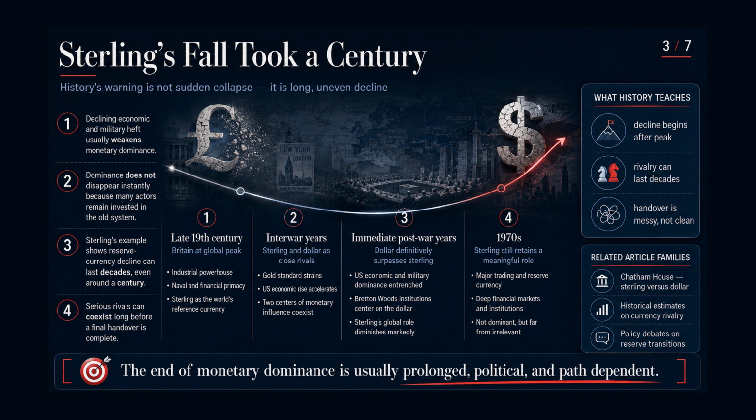This matters because it challenges the idea that a reserve currency must collapse quickly once its country weakens. Sterling shows the opposite. Currency dominance can survive long after national power begins to decline. The lesson is that the end of monetary dominance is usually prolonged, political, and path dependent.